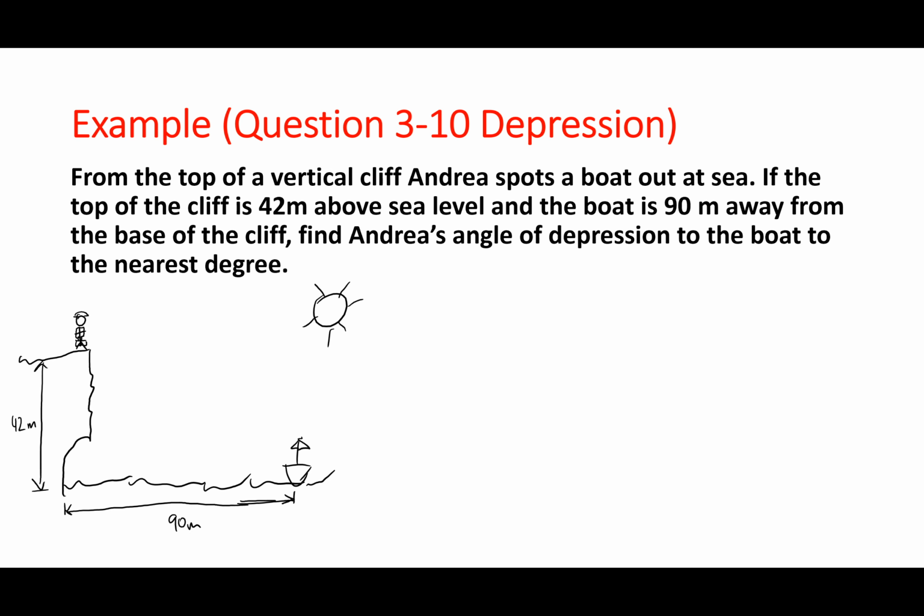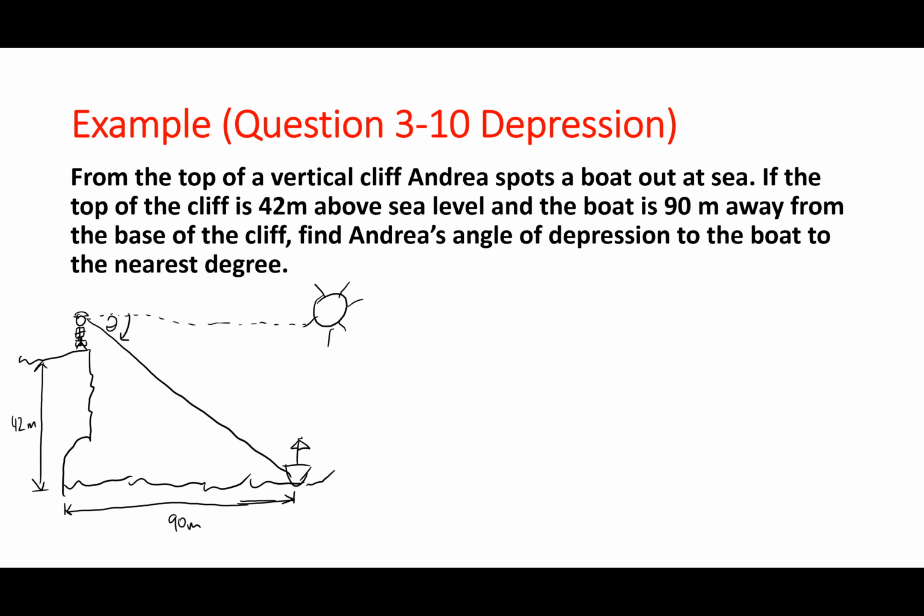Now, that little boat out at sea is 90 meters away from shore. So what we need to do is, basically, how far down does Andrea need to look so that her line of sight matches the boat? Like that. So basically I'm asking, what's her angle of depression? What's that angle up there that she's looking down at the boat?